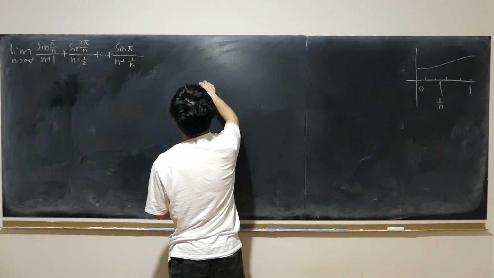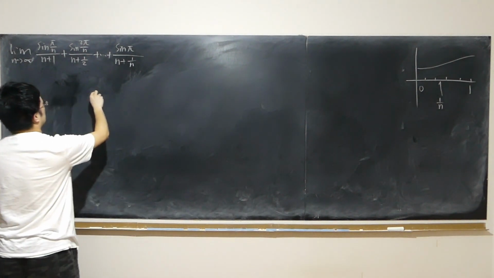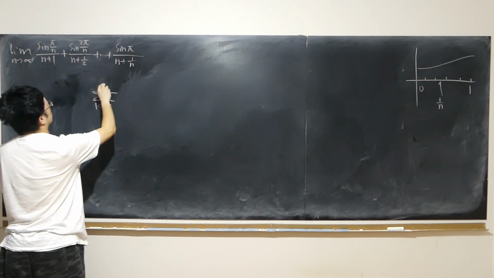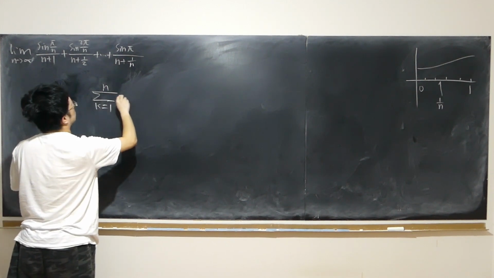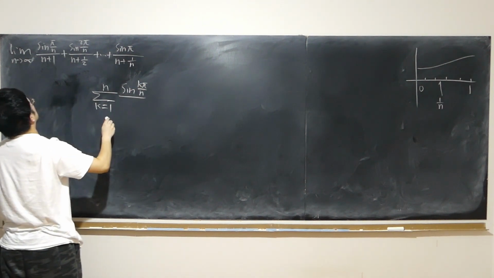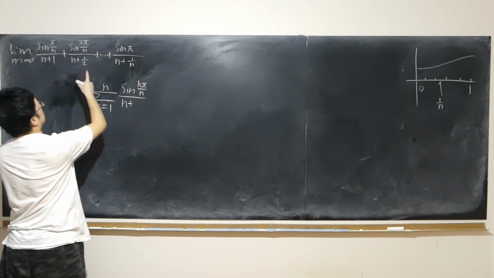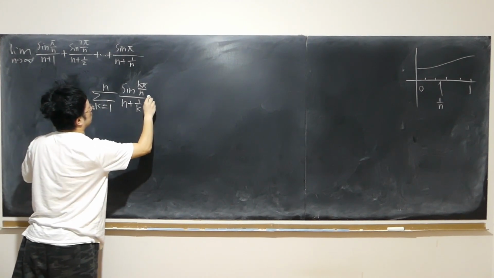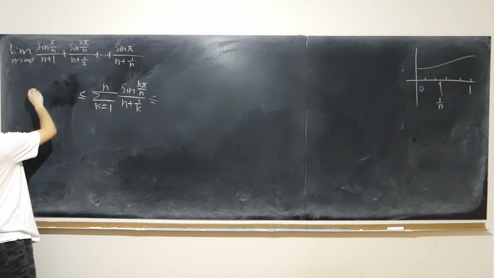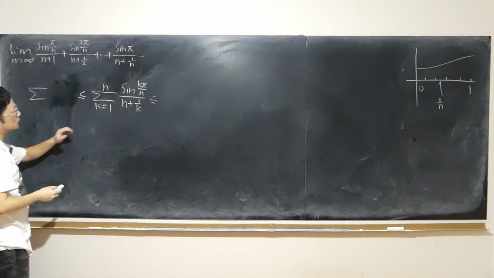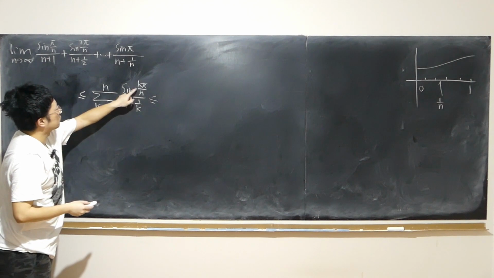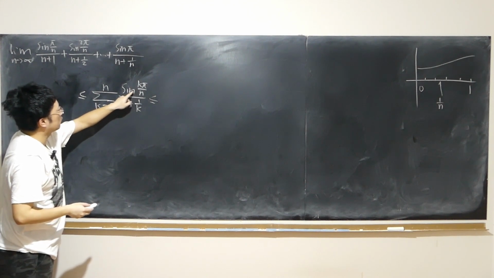So first of all, the sum with k going from 1 to n of sine k pi over n plus 1 over k is less than or equal to, and bigger than or equal to, something. First of all, the top is always positive: from sine 0 to sine pi, always positive.